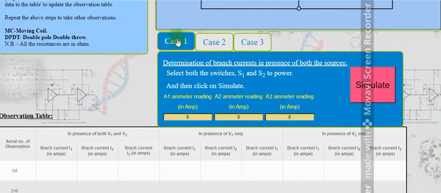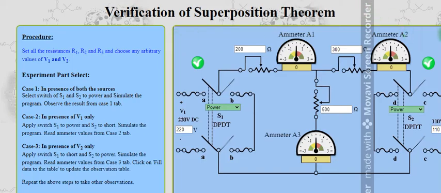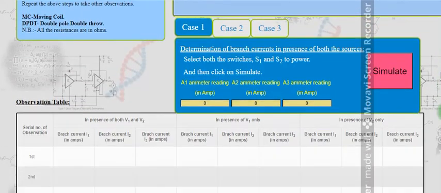Here we click on case 1, which is the determination of branch currents in the presence of both the sources. Select both the switches S1 and S2 to power, which we have done, and then click on simulate. So all the branch current readings, that is ammeter current A1, A2 and A3, will be calculated virtually by itself. So we'll try to get that.